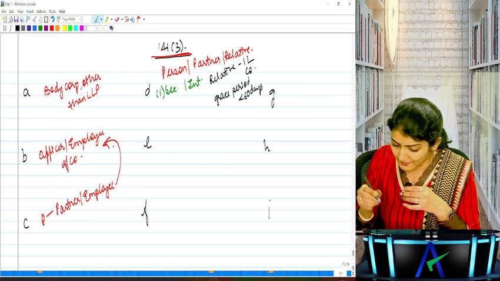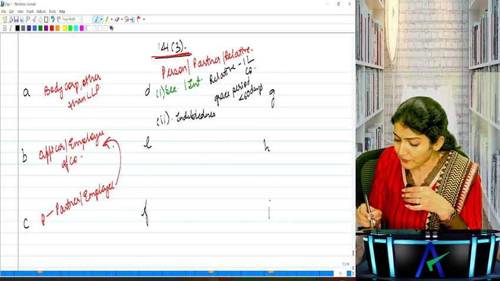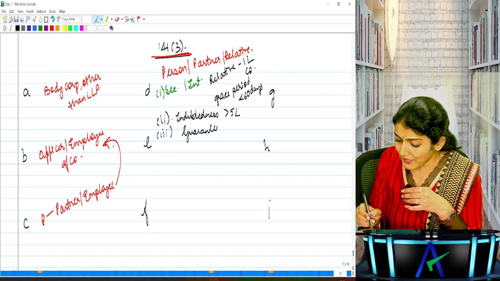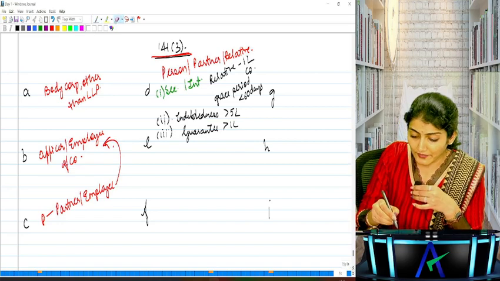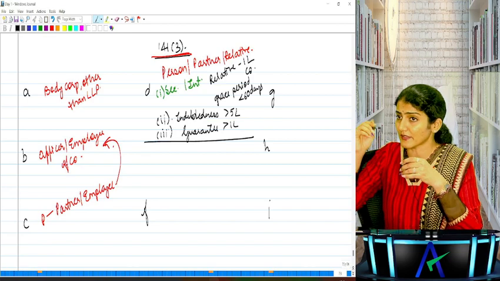Right, 60 days. Then 141(3)(d)(2) is indebtedness exceeding rupees 5 lakh; up to rupees 5 lakh is allowed. 141(3)(d)(3) is guarantee exceeding rupees 1 lakh; up to rupees 1 lakh guarantee is allowed. So 141(3)(d) covers the security interest, indebtedness, or the guarantee.